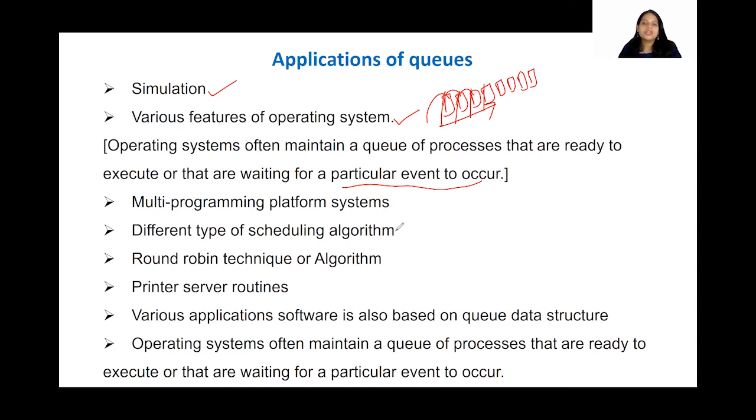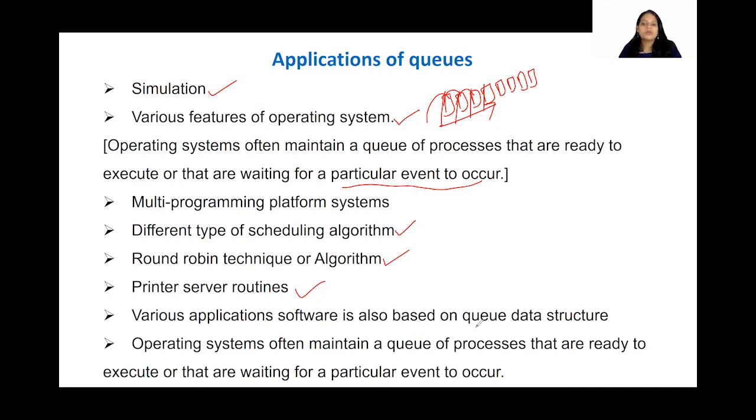Different types of scheduling algorithms, such as round robin and first come first served. There are so many scheduling algorithms where we schedule the CPU time for given processes. Even they follow the queue system because the processes need to wait for CPU time. Then printing: if you give back to back print commands, a window pops up where printer jobs are waiting in line to get printed, isn't it? That is also a queue system.